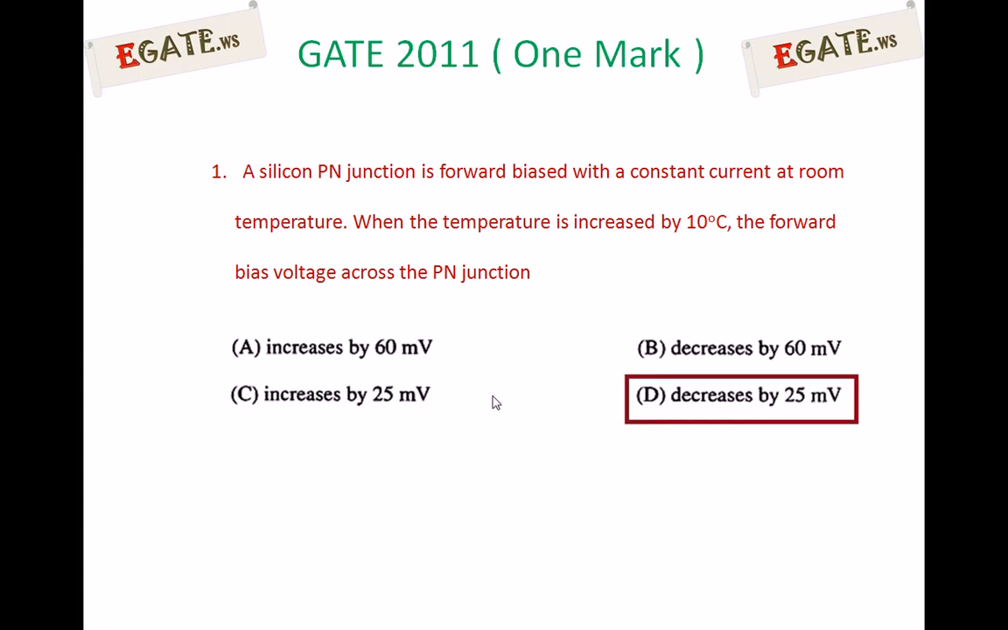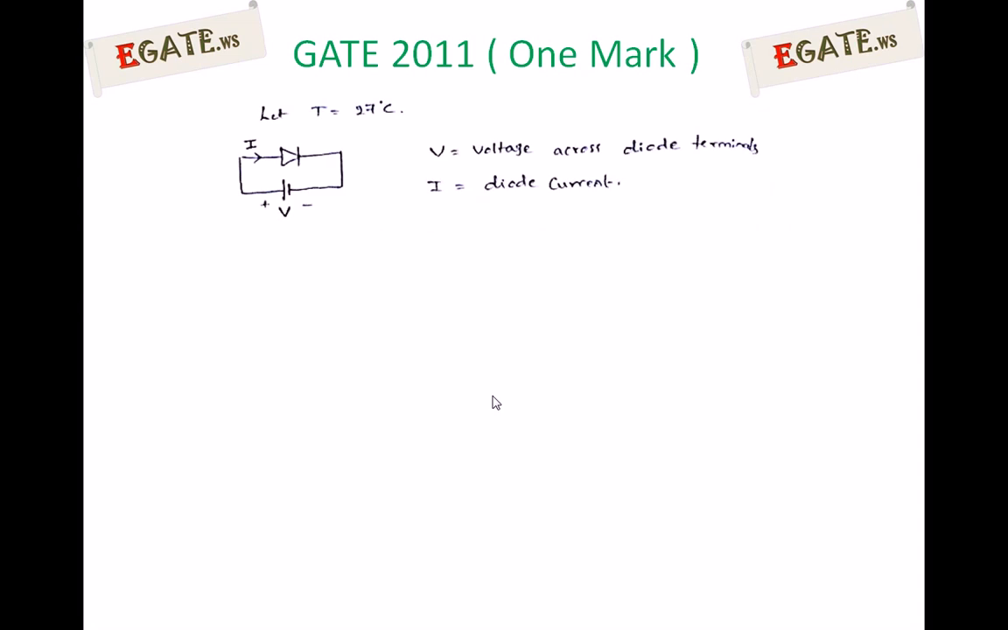The correct answer for this one is D, decreases by 25 millivolts. The complete explanation we will see now. Assume that a diode is forward biased and we are applying a battery of V volts. The positive terminal of the battery is connected to the P side and the negative terminal to the N side, so the P side of the diode is more positive than the N side.